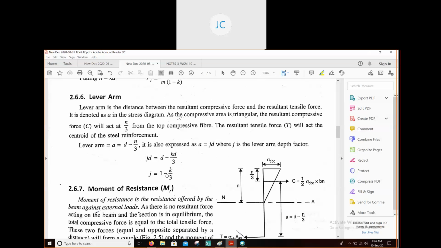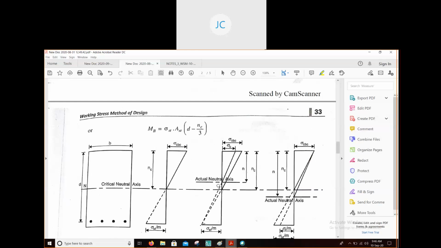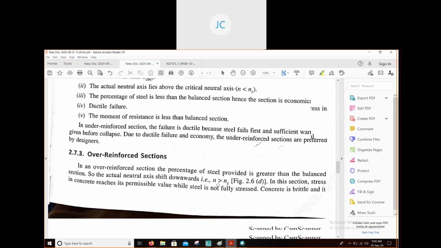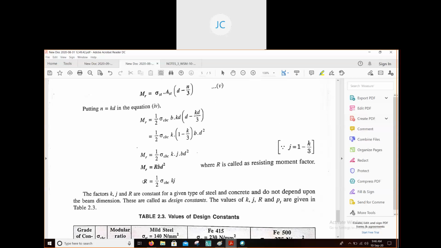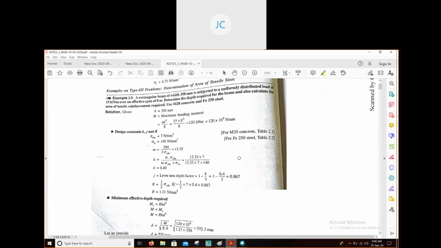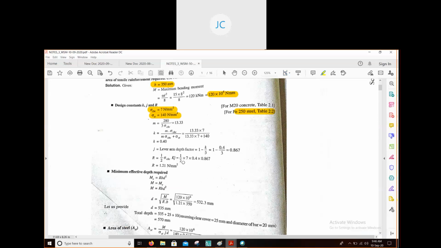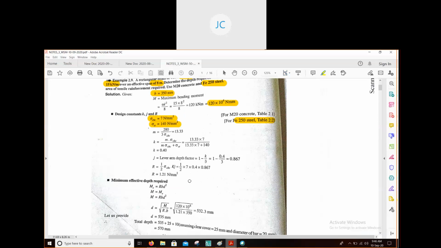After getting the value of J, we are trying to find out the value of R. Your R is half sigma CBC K into J. This value we are going to find out. So you can see R value is this much. Now we need to find out the minimum effective depth required.